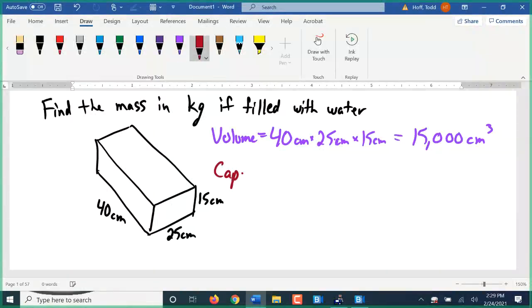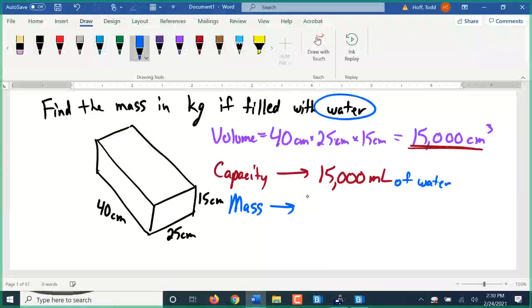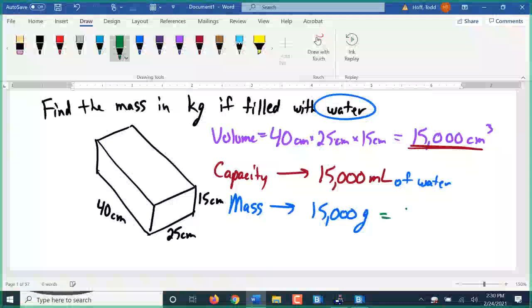For capacity, 15,000 centimeters cubed is just 15,000 milliliters. Mass, 15,000 milliliters. Again, this is filled with water. 1,000 milliliters of water is 1,000 grams, so that is 15,000 grams, which we do have to convert grams to kilograms. That would be 15 kilograms. That's not that terrible, not a bad conversion.